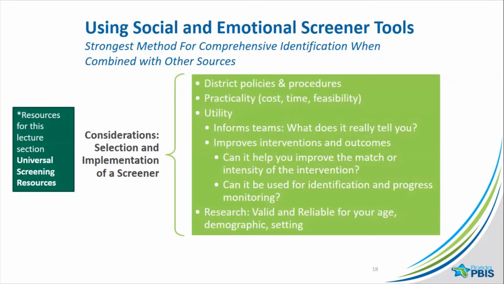The other method that we want teams to consider, and is probably the strongest method in the field for catching students who may have internalizing concerns, along with combining that with other data sources on the campus that we've already reviewed, is that of a universal social emotional formalized screener tool or measure.